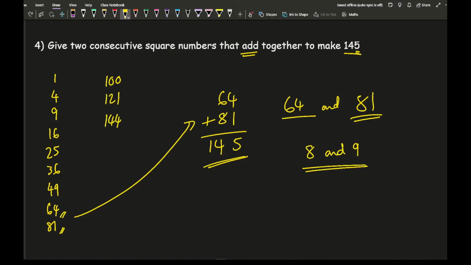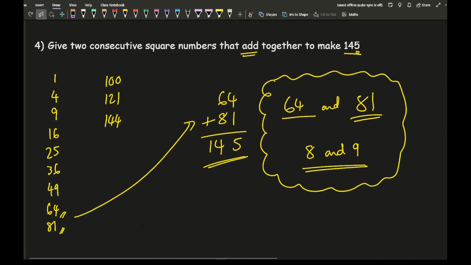But it's definitely worth reading the question carefully. Is it asking for what are the two consecutive square numbers that add up to 145, or what two consecutive numbers that are squared and added together make 145? So just be wary of how the question is written and how they want the answer to be given.